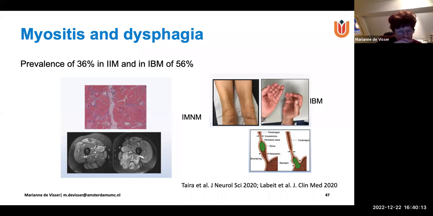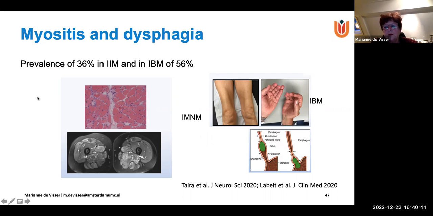And finally, dysphagia is not uncommon in myositis, both in inclusion body myositis, of which you see the clinical features here: atrophy of the quadriceps, finger flexor weakness, and dysphagia. It can be the presenting symptom in inclusion body myositis, and gradually about 60% develop dysphagia.